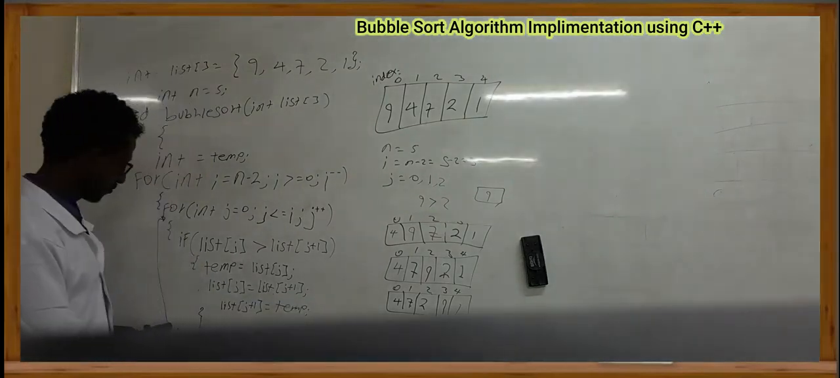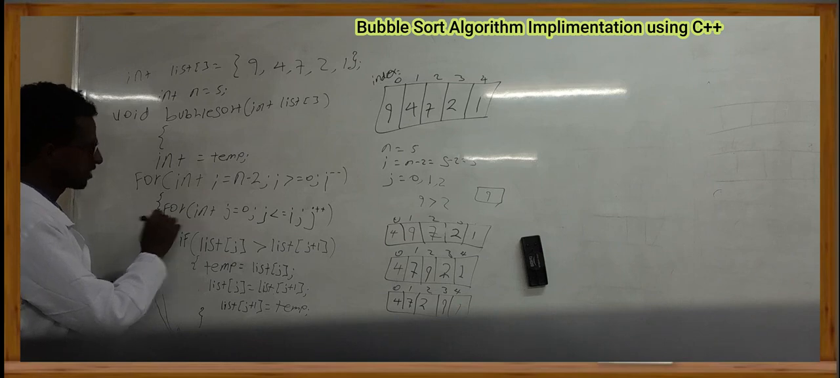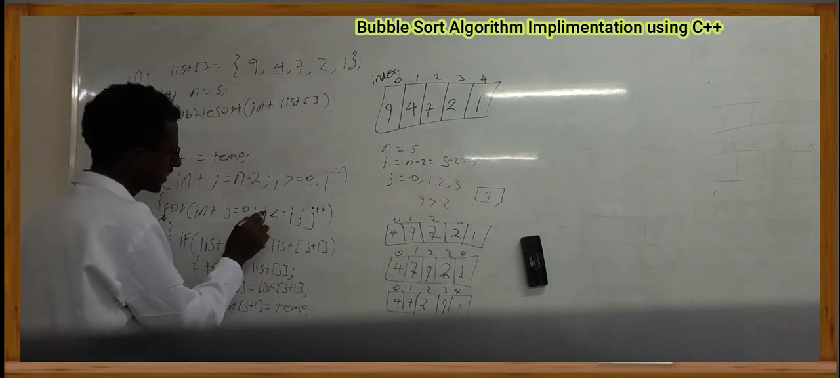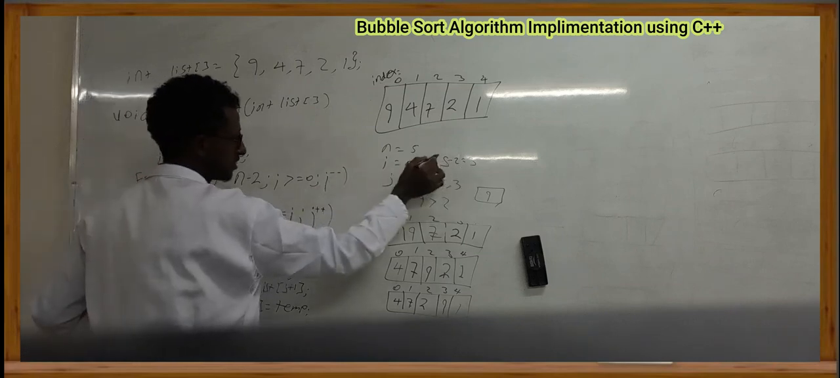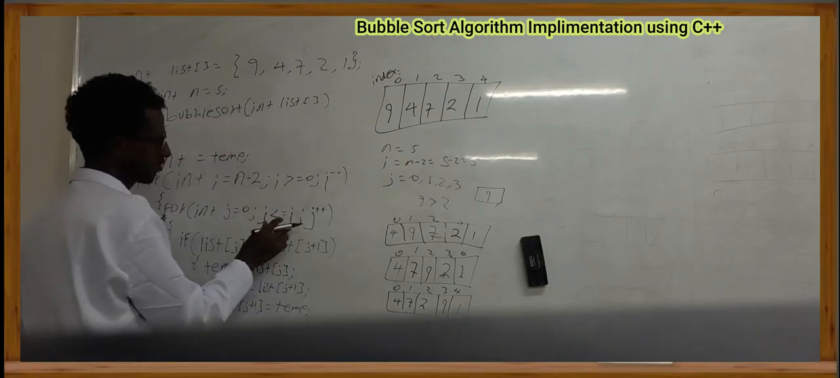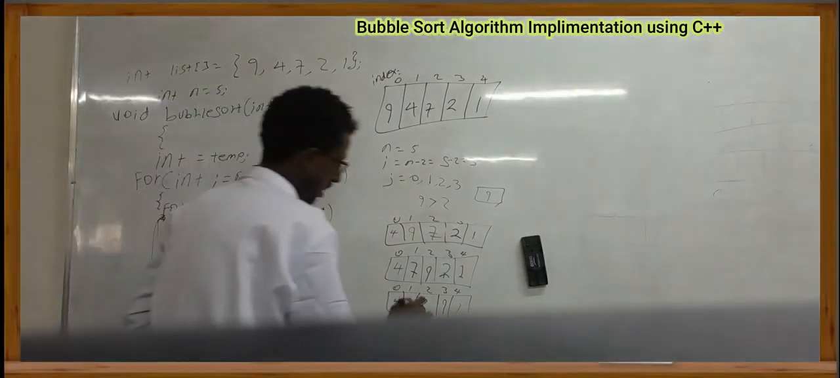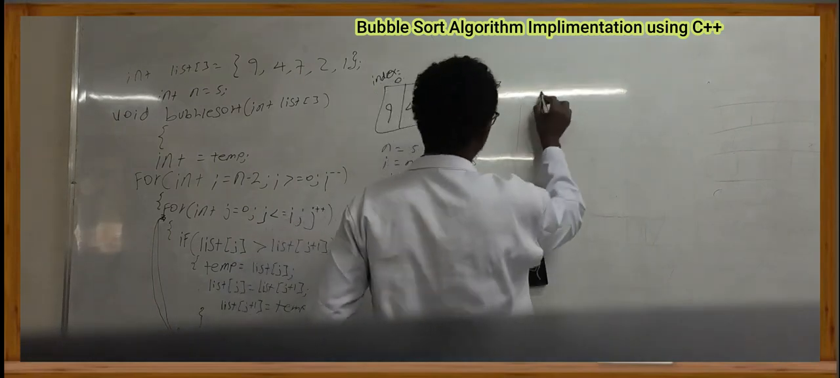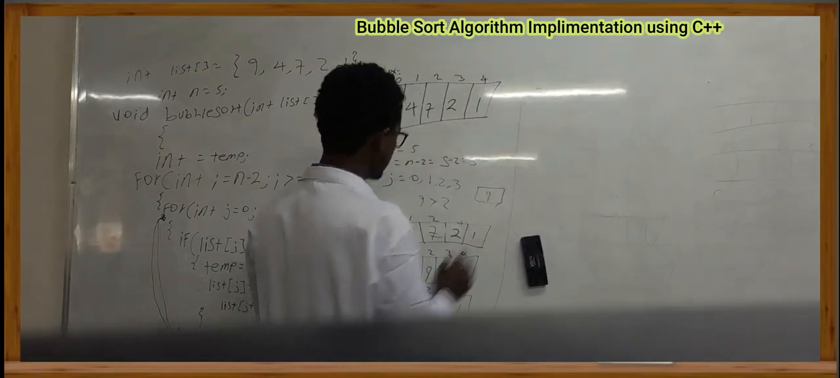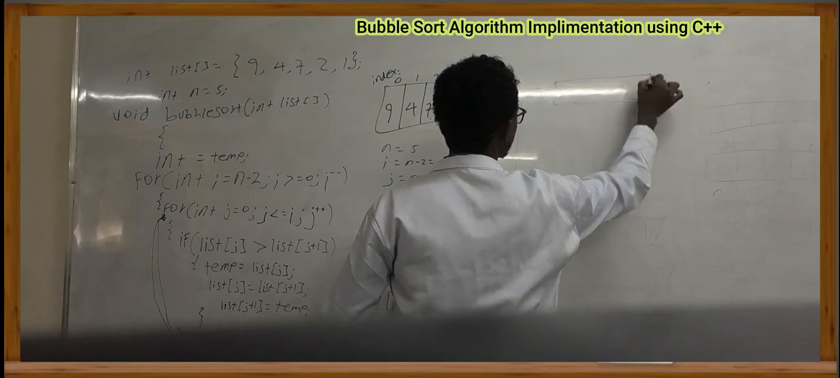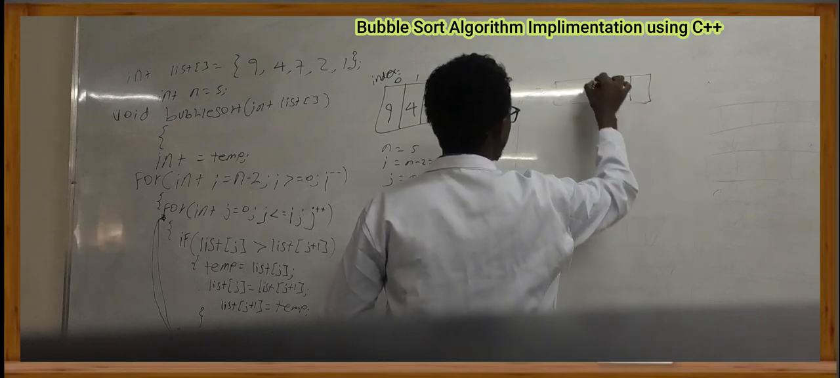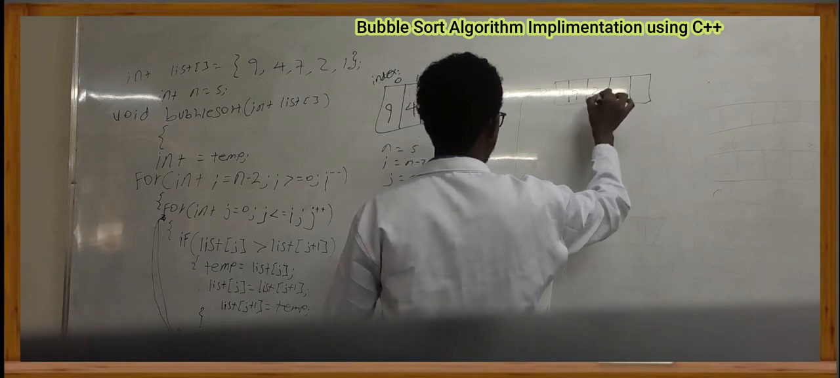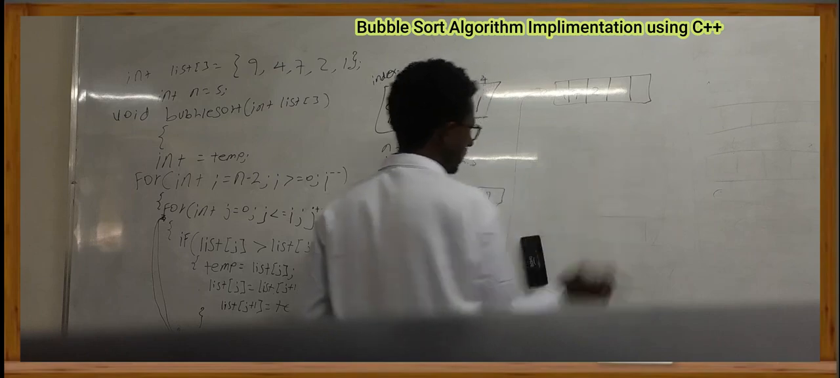Then inside the for loop, go back and increment the value of j. J became 3. Check the condition: 3 greater than or equal to 3, because i is 3. 3 greater than or equal to 3, true. Then there is another way of swapping here. Let me create a cell to show you more clearly: 4, 7, 2. Then these two cells need to swap.